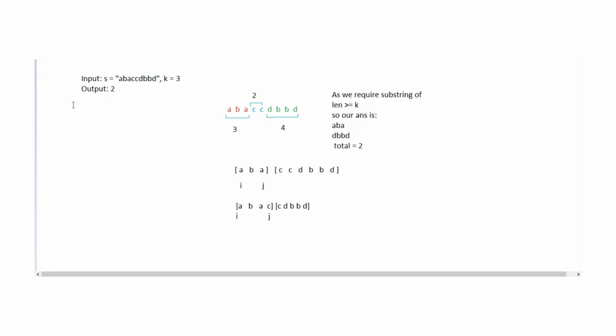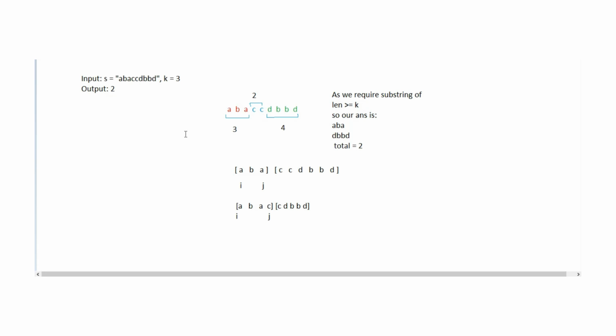Here we have taken the first example of this question, that is the string a b a c c d b b d and k equal to 3, and how we got the output as 2. Here I have marked all the palindromes that are possible for this string. The red colored part, ABA, is one of the possible palindromes present in this string s, another palindrome is CC, and the third palindrome, DBBD, is of length 4.